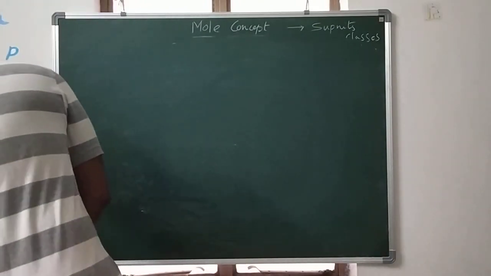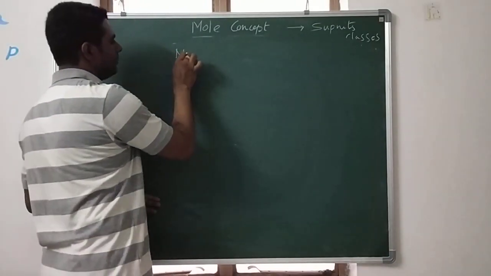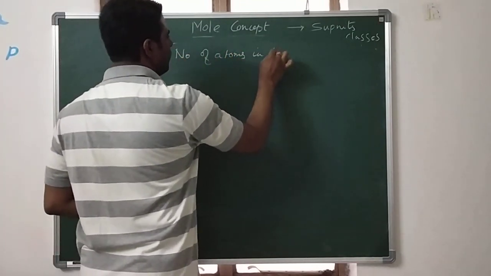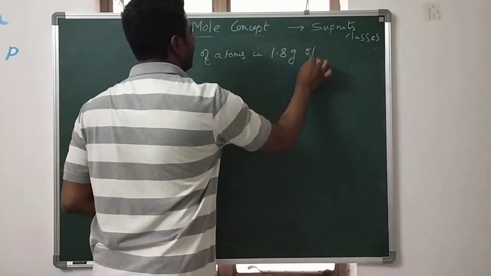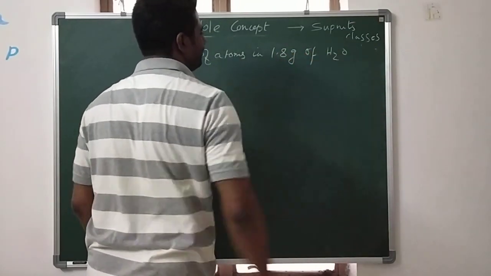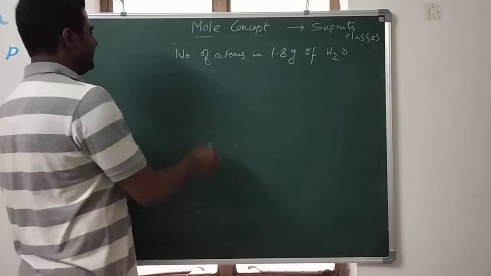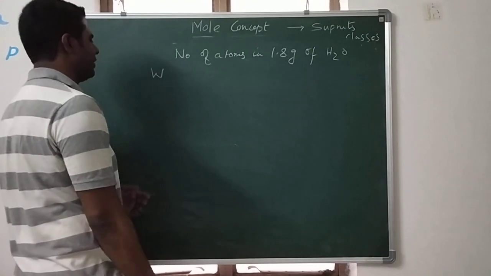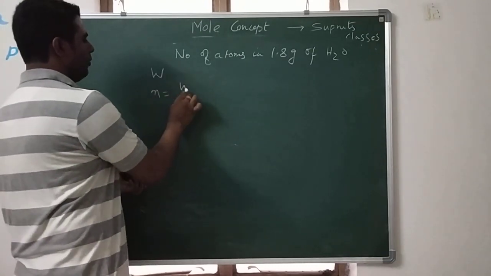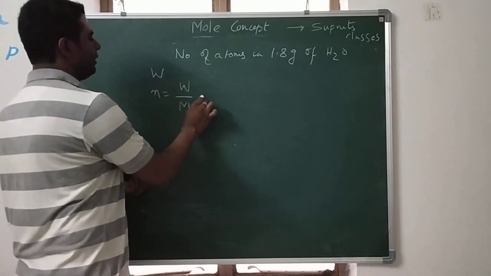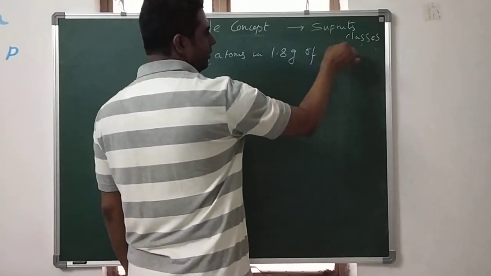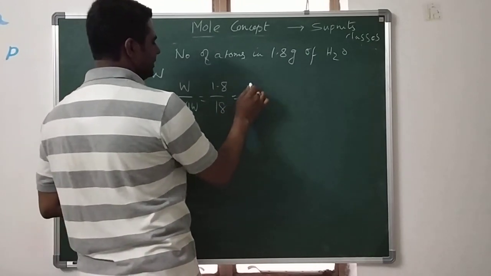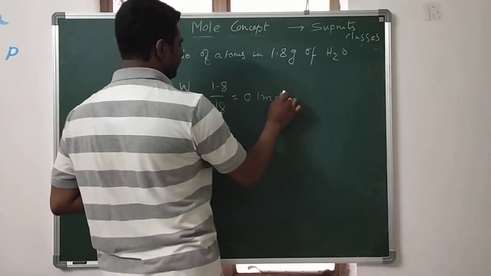Next problem. Number of atoms in 1.8 gram of water. Now this is a little tricky one. Again, what is given? Weight. So first thing is you have to calculate the number of moles. I have to go to the junction first. So what is number of moles? Weight by molecular weight. What is the molecular weight of water? 2 into 1, 2 plus 16, so 18. So 1.8 by 18, that is 0.1 mole again.